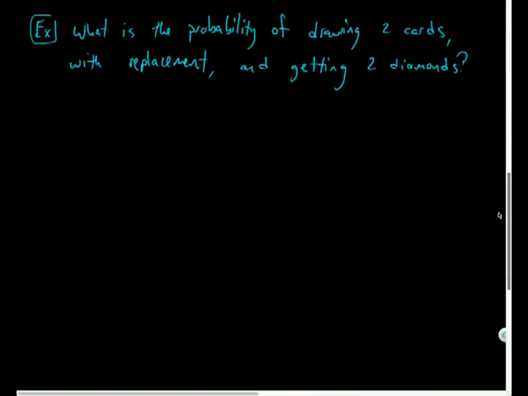What is the probability of drawing 2 cards with replacement and getting 2 diamonds? All right, so we have 2 separate situations. Now, the fact that I'm replacing the cards, it's like I draw a card from the deck, I look at it, and then I put it back in the deck, shuffle, and then draw again. So these are in fact independent events, right? The first event did not have an effect on the second.